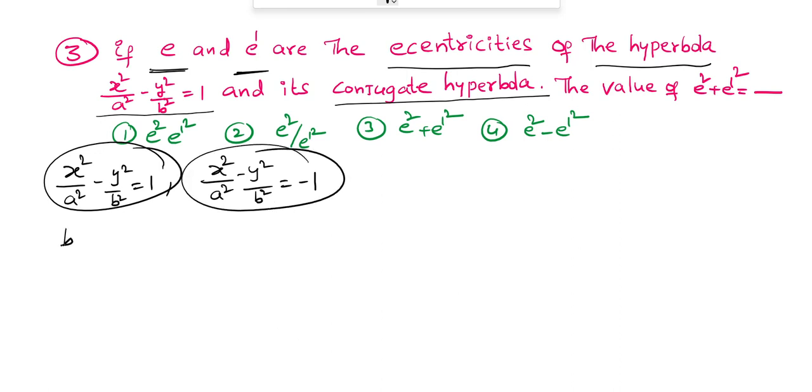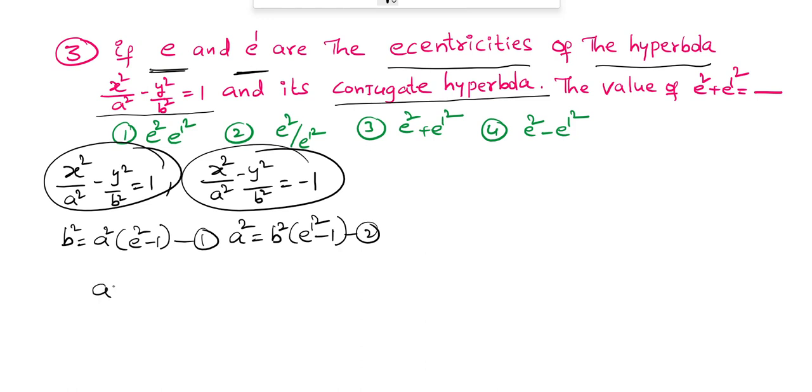For this hyperbola, b² = a²(e² − 1). Here e is the eccentricity of the hyperbola and e′ is the eccentricity of the conjugate hyperbola. From this, a² = b²(e′² − 1). So this is the first equation and this is the second equation. Multiplying these two, the left hand side is a²b², equal to a²b²(e² − 1)(e′² − 1).